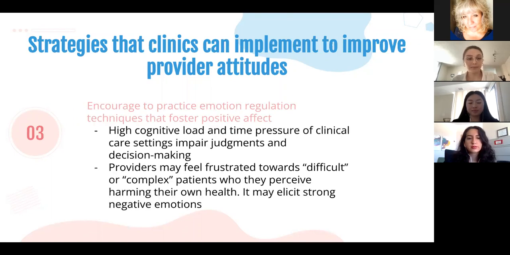So the third strategy is to encourage provider instruction and practice in emotion regulation techniques that foster positive affect. So we all know that working in the healthcare system includes high cognitive load and time pressure, and it can impair judgment and decision making. So providers may feel frustrations toward difficult or complex patients, or patients with perceived harm to their own health, and it may elicit strong negative emotions. So evidence from one study suggests that emotion regulation tools such as meditation or deep breathing may help providers overcome these negative emotions and improve compassion.